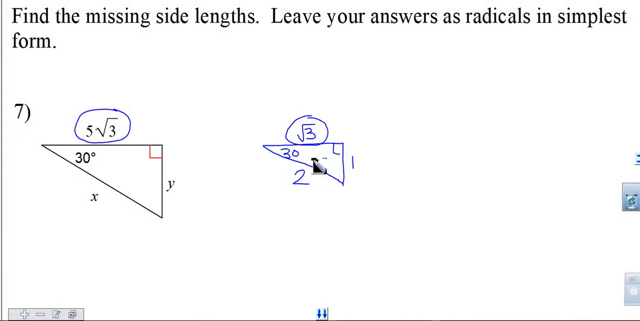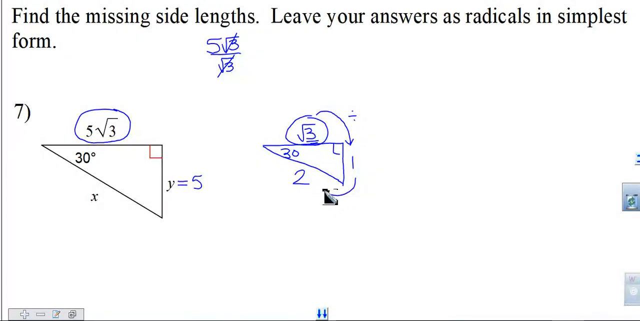Anytime they give you a side other than the side across from the 30, I always tell my students, return home. Think of the side across from the 30 as home base. Anytime you are returning home, you need to divide. What are you going to divide by? Whatever the proportion of your side is. So I'm going to divide by the square root of 3. 5 square root of 3 divided by square root of 3 is 5. Once you're back home, it's easy to go anywhere that you need to go.